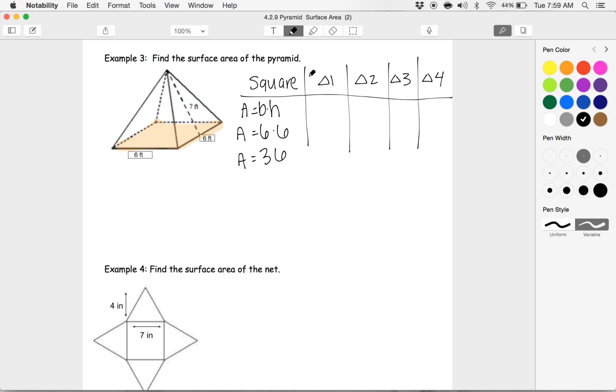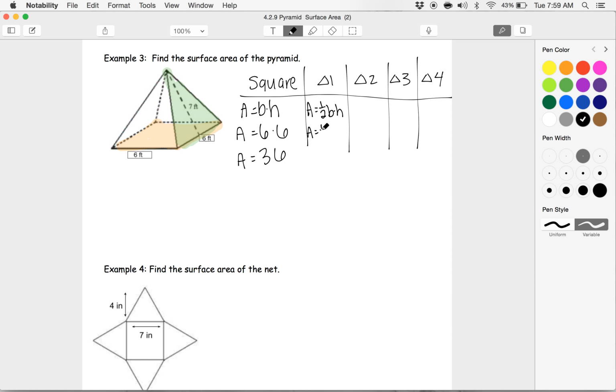Now I'm going to go over to triangle 1. Area equals 1/2 base times height because it's a triangle. Let's look at my triangle. Looks like my base is 6 and my height looks like it's going to be 7. Area equals 1/2 times 6 times 7. I could take half of 6, so area is 3 times 7. Area is 21. And that means all of them are 21.